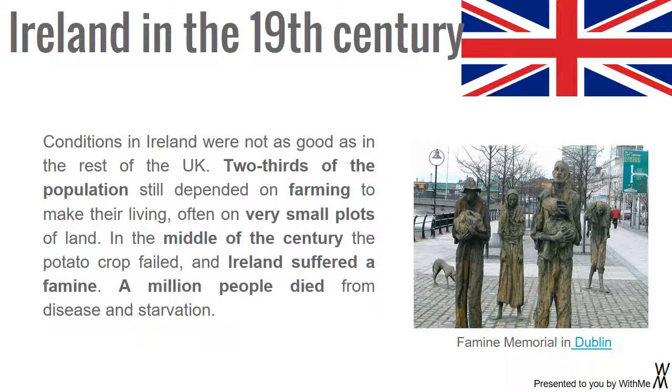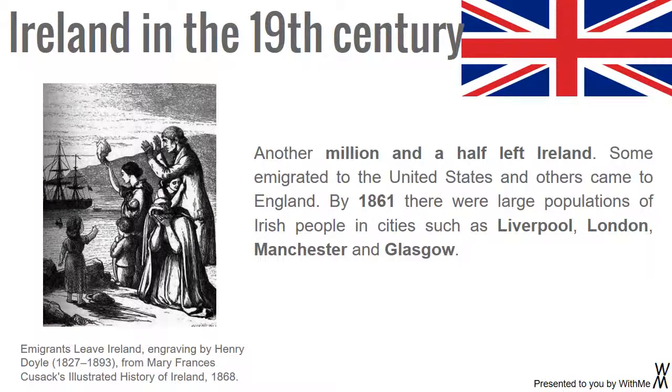One million people died from disease and starvation. Another 1.5 million left Ireland. Some emigrated to the United States and others came to England. By 1861 there were large populations of Irish people in cities such as Liverpool, London, Manchester, and Glasgow.